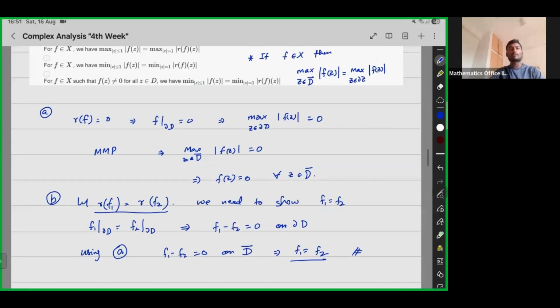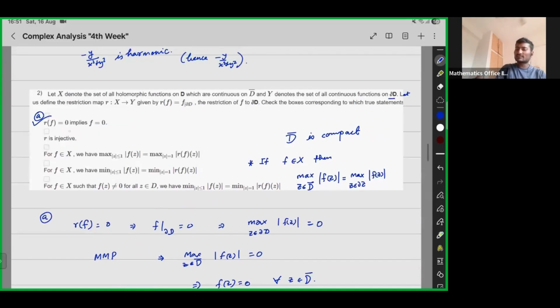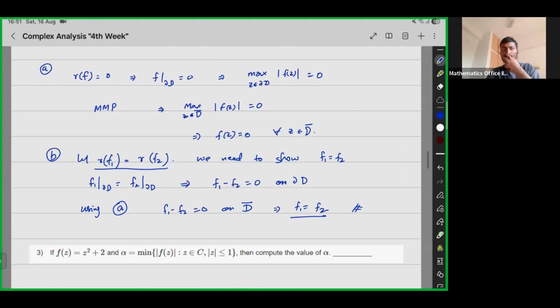Recall that ring homomorphisms are one-one when kernels are trivial ideals. The situation is very similar. That is why I said that the first condition is equivalent to showing that R is injective. So here also these two are equivalent, and this is also correct. Any problem here? Okay, so I hope it is fine.